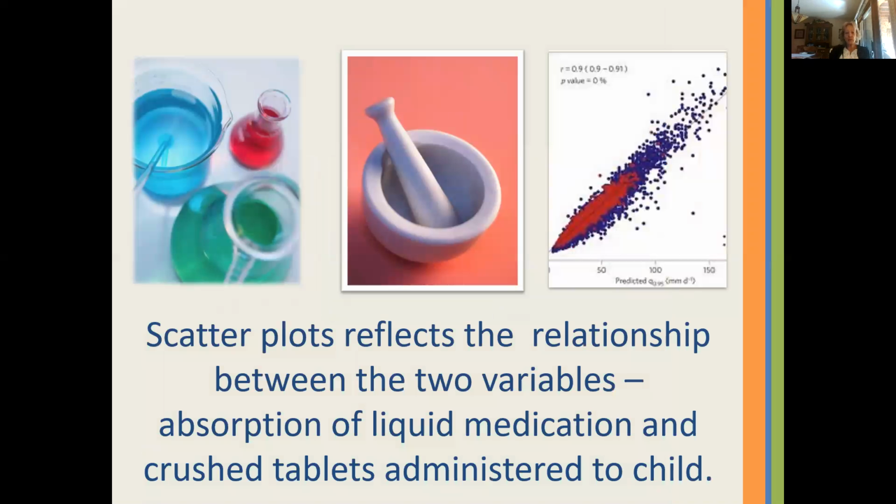So scatter plots reflect the relationship between the two variables. For each score, for each participant, you have a dot. And here's an example of the absorption of a liquid medication and crushed tablets administered to a child. So you could see if there was a correlation between the two. We'd certainly expect a positive correlation. You would expect those to be similar, but that's just an example of how you could look at the relationship between those two.